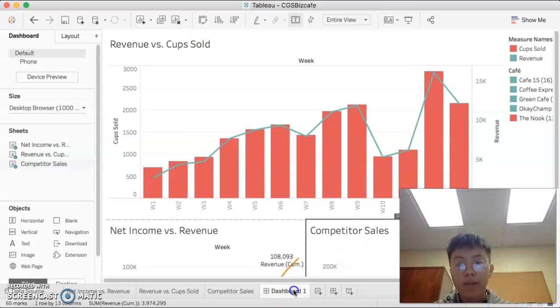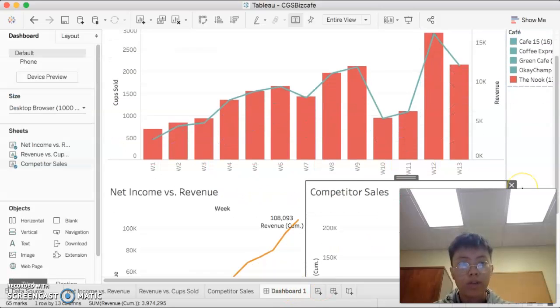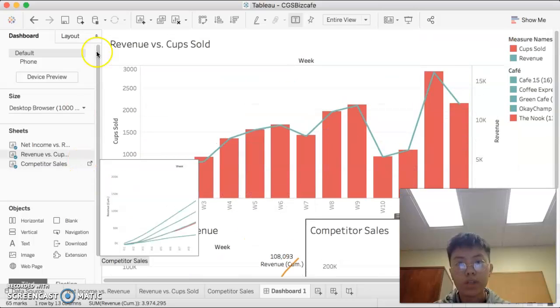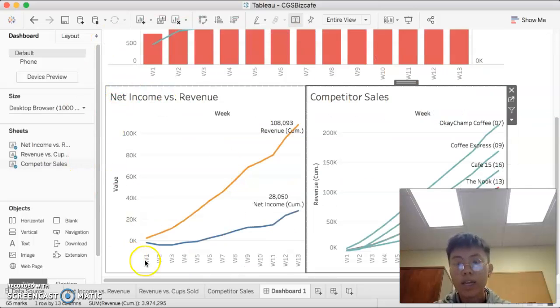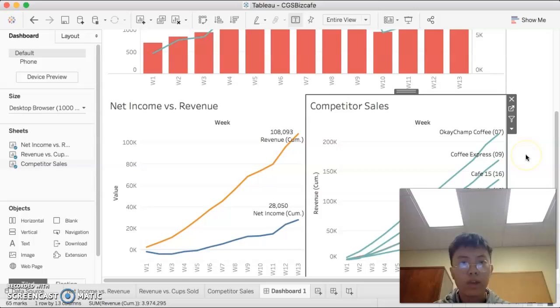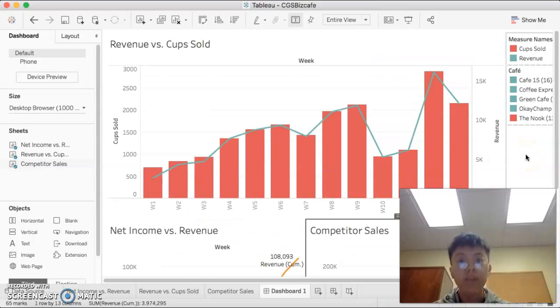Next up, we have the dashboard, which lists all the data that I just talked about. It shows the revenue versus cups sold up here, so you can look at all of that, net income versus revenue to the side, as well as competitor sales. So you can see how this goes in relation to all the other cafes that are also in the same industry.